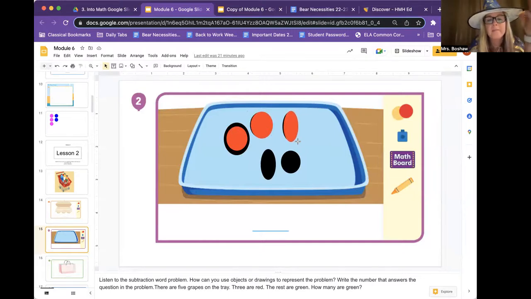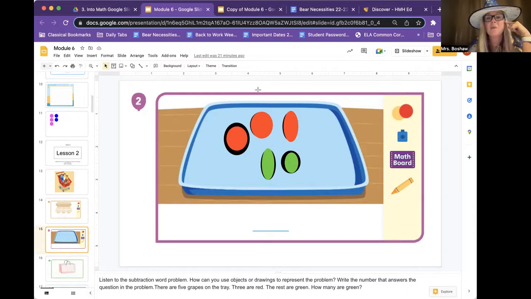3 are red. The rest are green. How many are green? Let's look. 1, 2. 2 of them are red. So 1, 2, 3 are green and 2 are red.